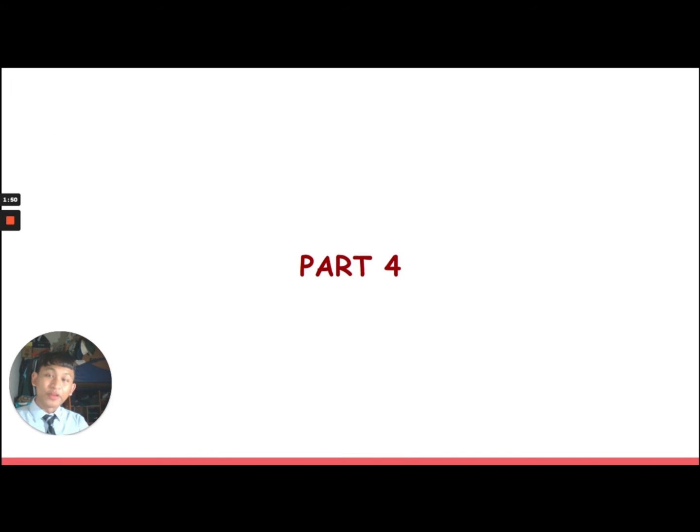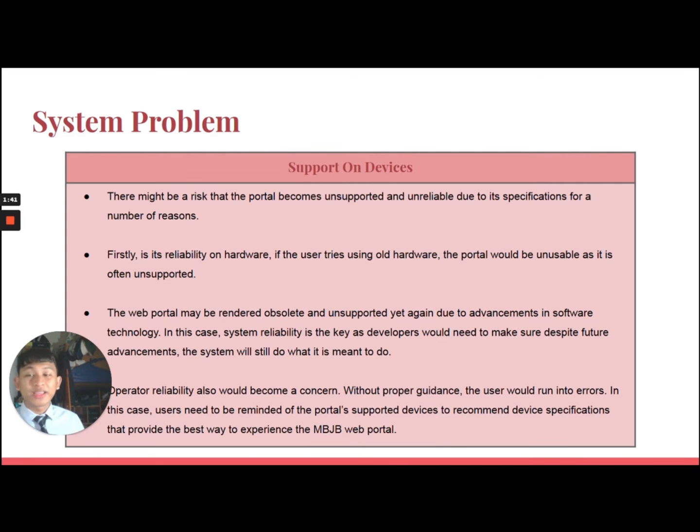businesses and information. And for the last part 4, a system problem that will arise is the web portal's support on devices. There might be a risk that the portal becomes unsupported and unreliable due to its specifications for a number of reasons. Firstly is its reliance on hardware. If the user tries to use old hardware, the portal would be unusable as old hardware is often unsupported. The web portal may be rendered obsolete and unsupported yet again due to advancements in software technology. In this case, system reliability is the key as developers would need to make sure despite future advancements, the system will still do what it is meant to do.